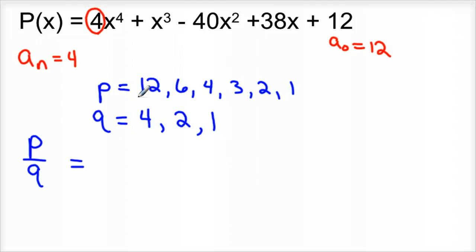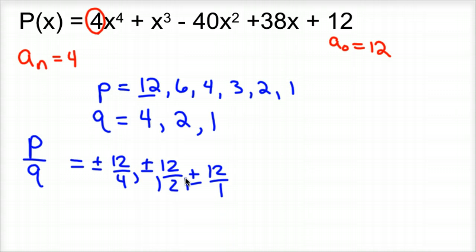So we'll start with the 12. You could have plus or minus 12 divided by 4, plus or minus 12 divided by 2, plus or minus 12 divided by 1. That way I don't miss any. But you notice those reduce. They reduce to plus or minus 3, plus or minus 6, and plus or minus 12. Those are all possibilities with the 12, the other possibilities of p versus q.